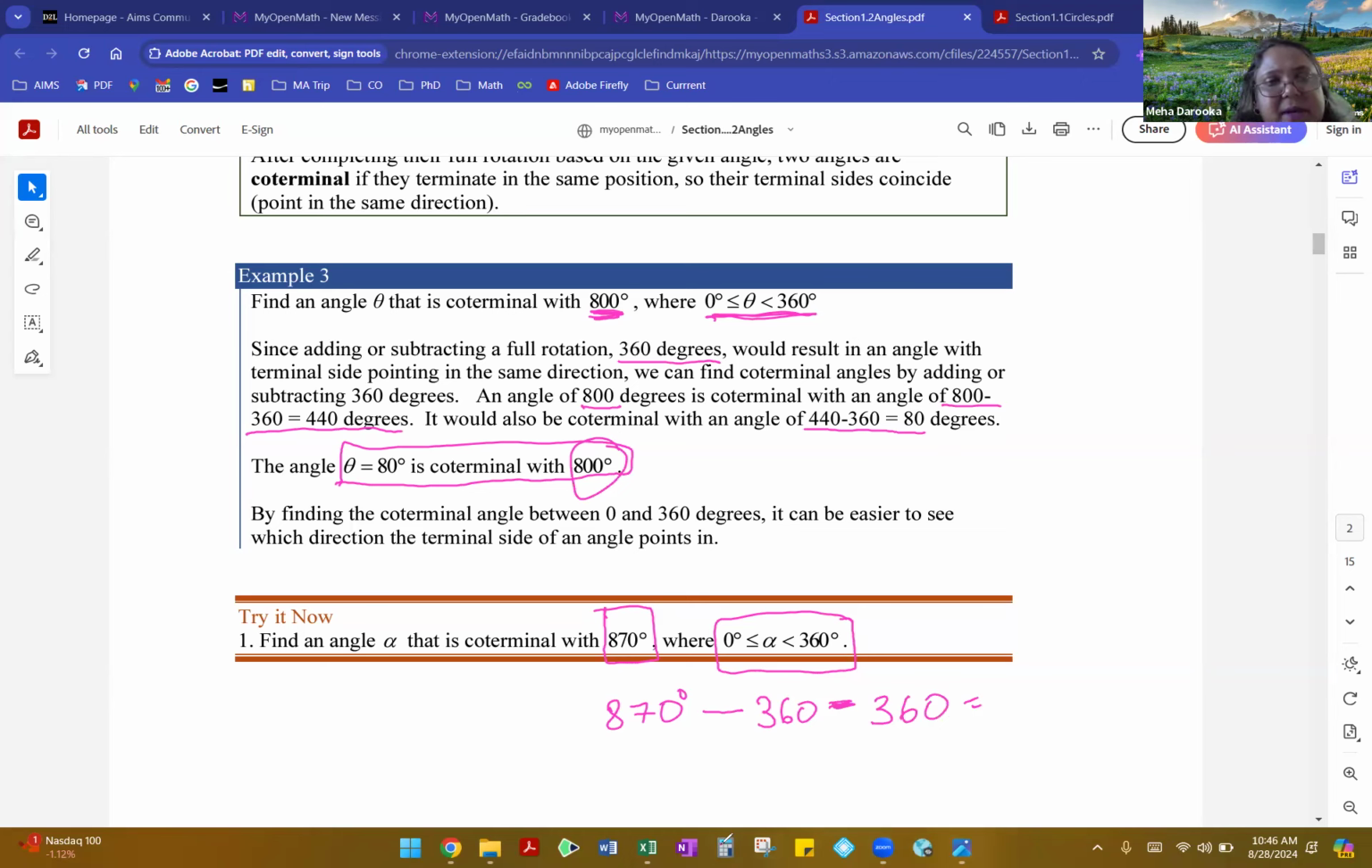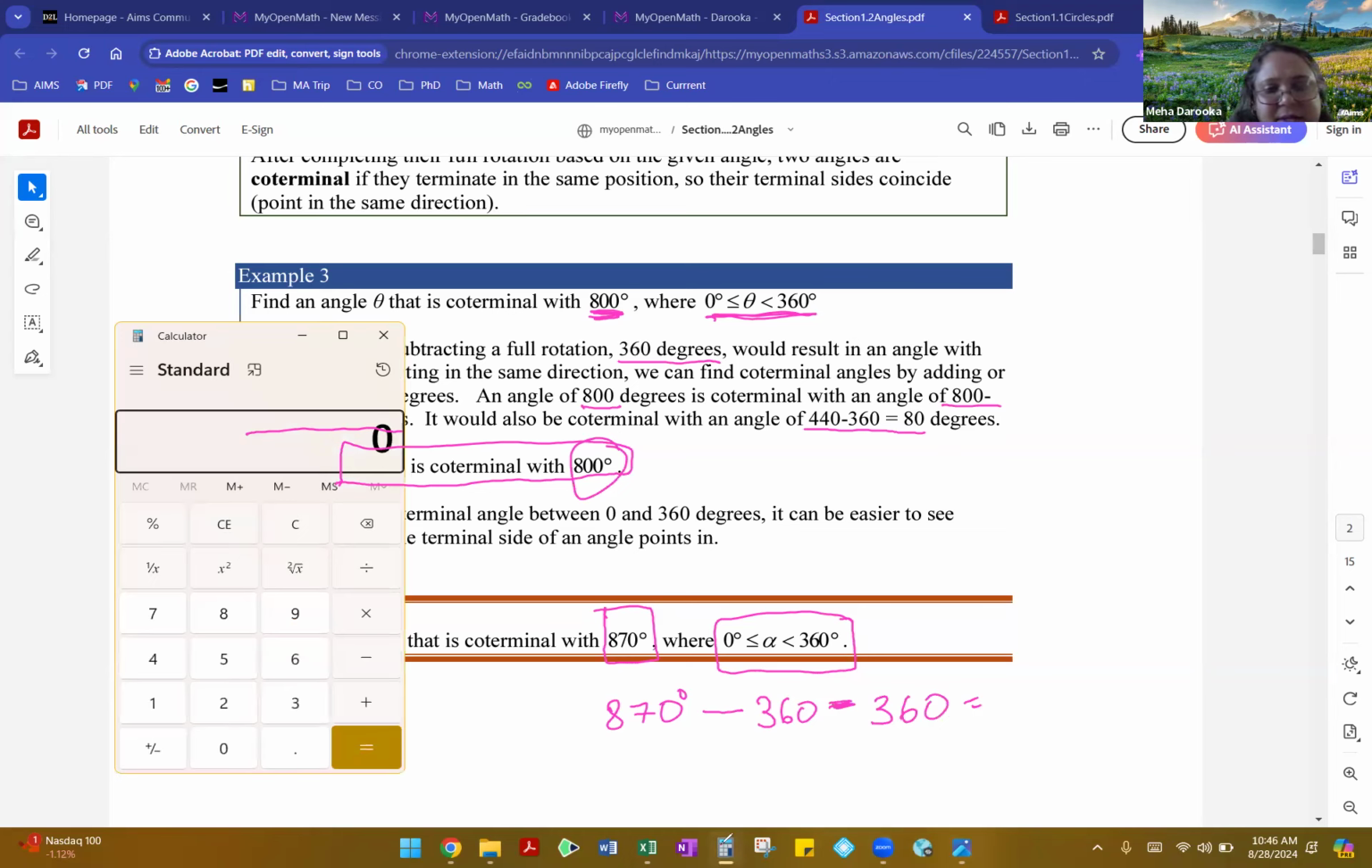Hold on here. Let me get my little calculator going. So let's see, we're doing 870 minus 360. And this is what I was talking about. Yeah, right? 510. So since they specifically are telling us that our degree measurement has to be between 0 and 360, technically, yes, 510 is also a coterminal angle, right? But since they were so specific about what the angle measurement needs to be, that's why we need to subtract 360 one more time. And that's where you're going to get the 150 from.